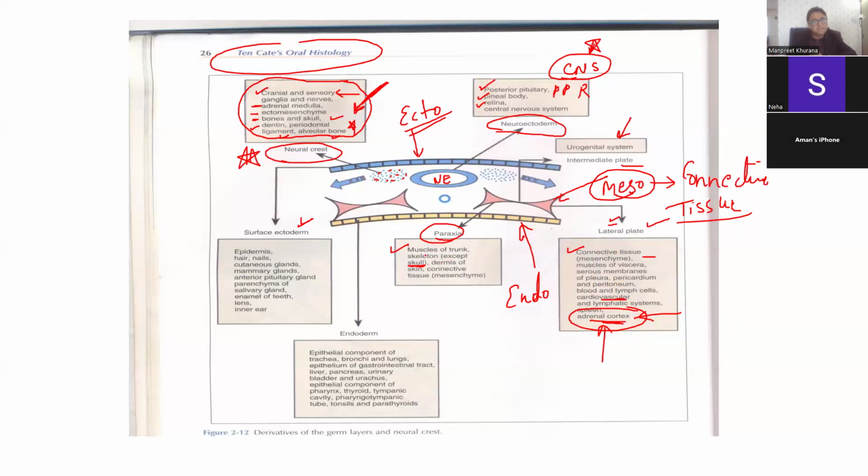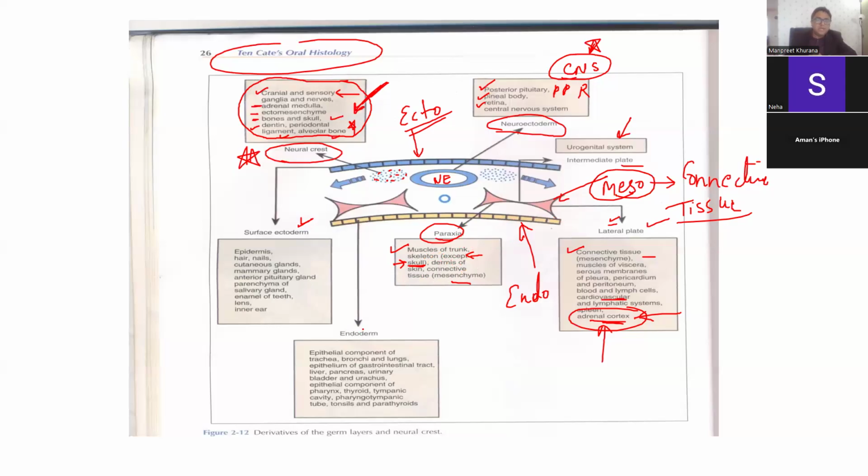Sorry. It says muscles of the trunk, skeleton except skull. Why skull except? Because the skull is formed by neural crest cells. Yes, dermis of the skin, connective tissue, mesenchyme. These are all from the mesoderm; the dermis of the skin is also formed from the mesoderm.